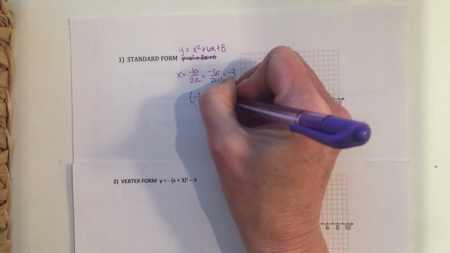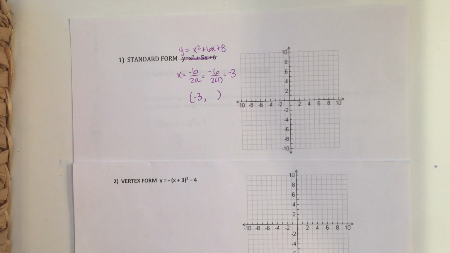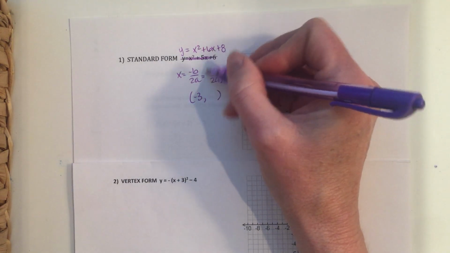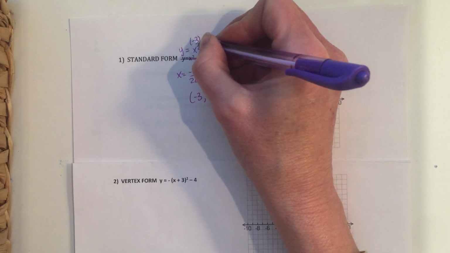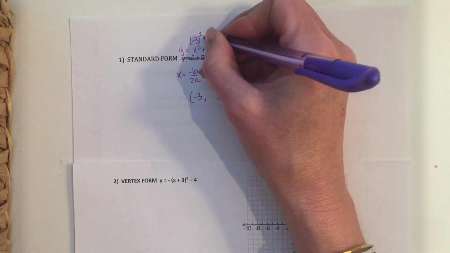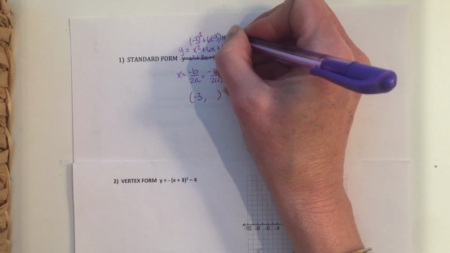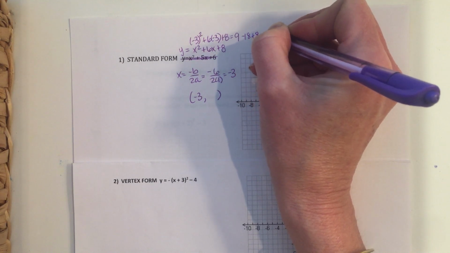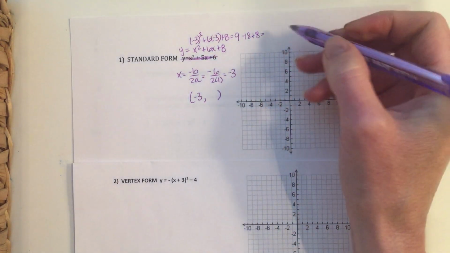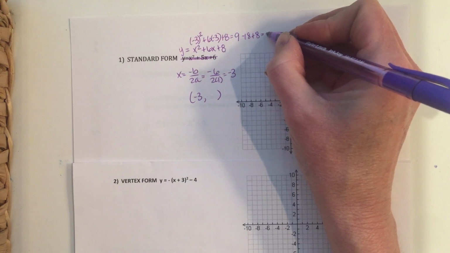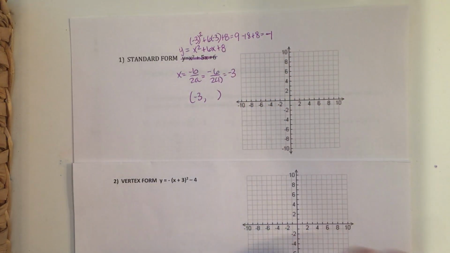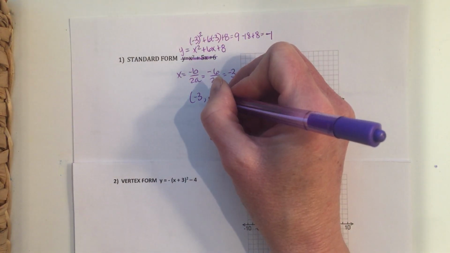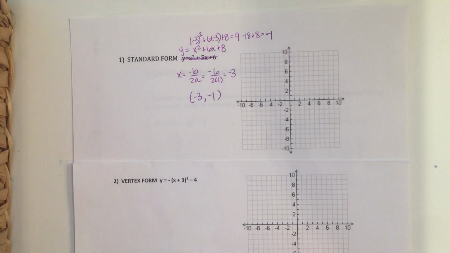The x-coordinate of my vertex is negative 3, and my axis of symmetry is x equals negative 3. So let's find out what my y value is. So I'm going to plug a negative 3 in for x. This is the negative 3 being squared, because that's what x is. Plus 6 times negative 3 plus 8. This equals 9 minus 18 plus 8. So in this case, my y value will be a negative 1. So this would give me negative 3, negative 1 for my vertex.